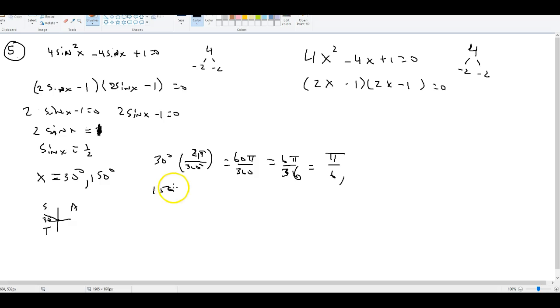And then I do 150 degrees. I'm going to do the same thing. I've got 2 pi over 360. Sorry about that, 360. Okay, and that's going to give me 300 pi over 360. So I recognize that I can get rid of a 0. That's 30 pi over 36. There we go. And that's going to be equal to 5 pi over 6. And so my answer would be x equals pi over 6 and 5 pi over 6. Done. Going to do 7 in just a moment.